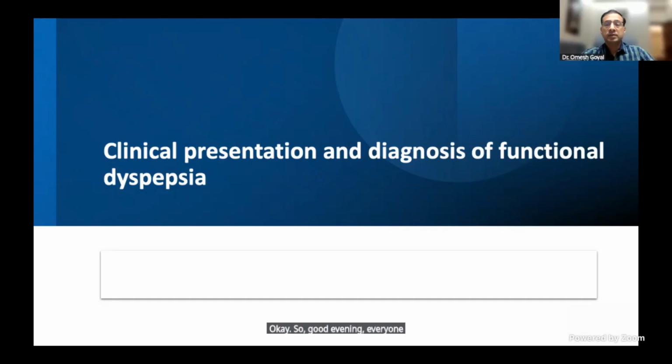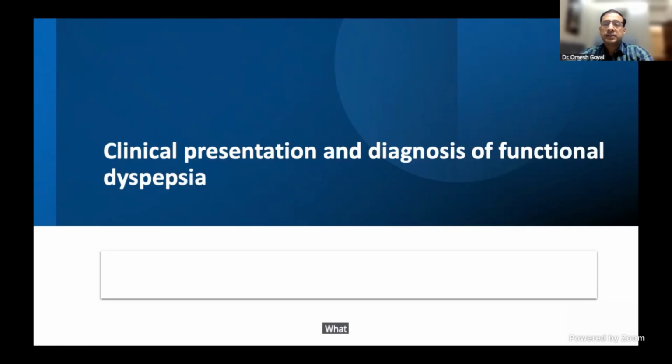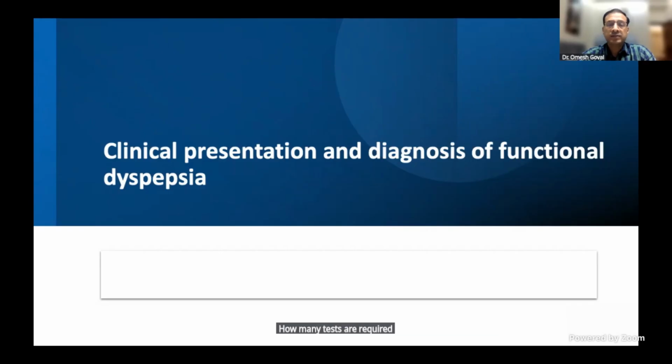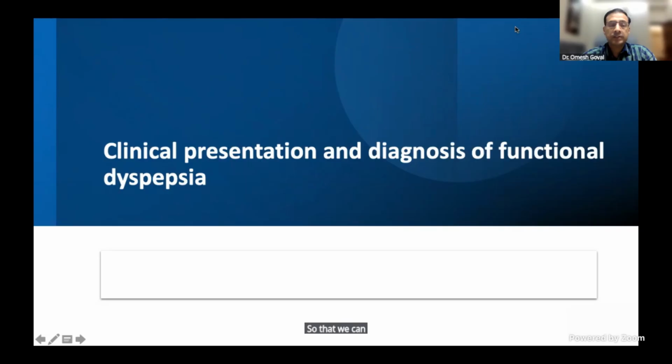Good evening, everyone. My topic today is clinical presentation and diagnosis of functional dyspepsia. My aim is to define what functional dyspepsia is according to the Rome 4 criteria, how we label functional dyspepsia, and how many tests are required before we label the patient as functional dyspepsia, so that we can plan the treatment accordingly.